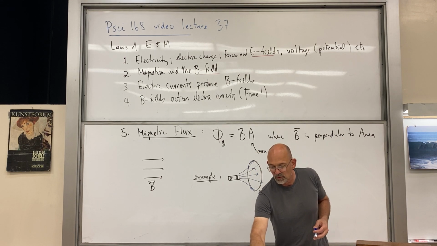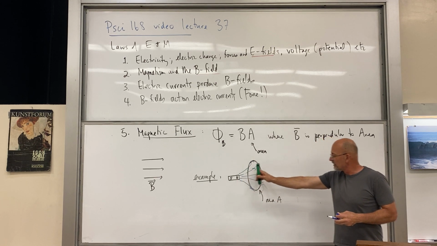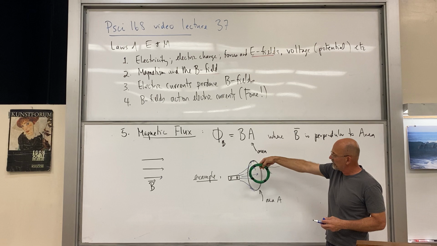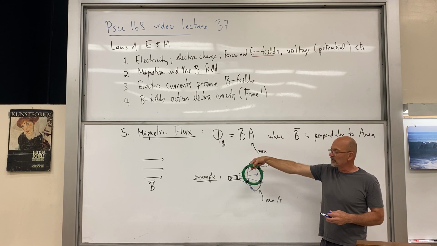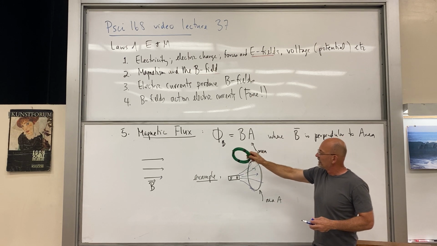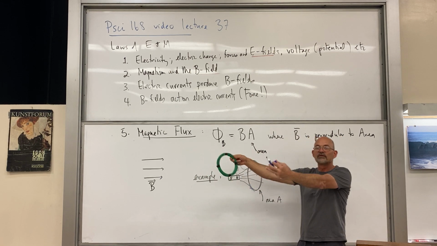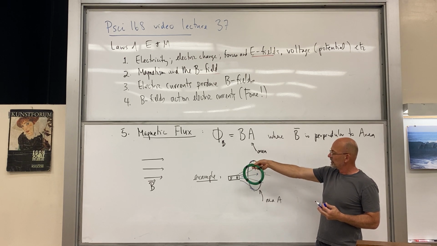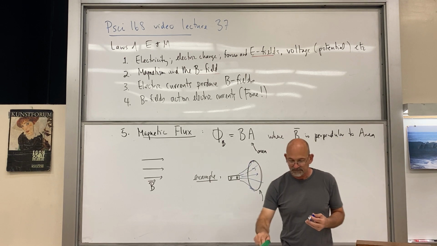And if I were to move the loop away, the flux would get weaker. If I were to twist the loop, the flux would vanish. There would be zero flux. So full flux, zero flux. You can imagine a breeze or something, some flow of air or water flowing through this surface area.